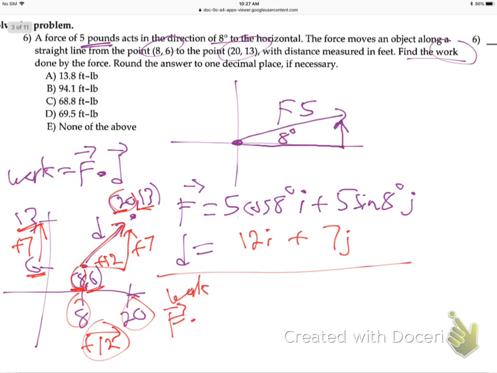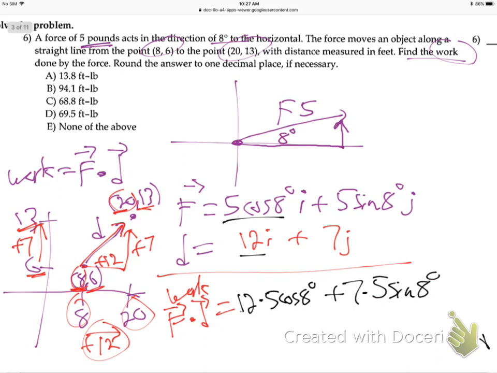It's the force vector dotted with the distance vector. How do you dot? You just multiply and add them up. So I take 12 times 5 cosine 8 degrees, plus, no more i. Remember, when you do a dot product, the i and the j are done. We drop them. We multiply the two i numbers and drop the i, multiply the two j numbers and drop the j, and add them up. Here we go, 7 times 5 sine 8 degrees. No more j. That's what a dot product means. And then just hit the buttons on your calculator.